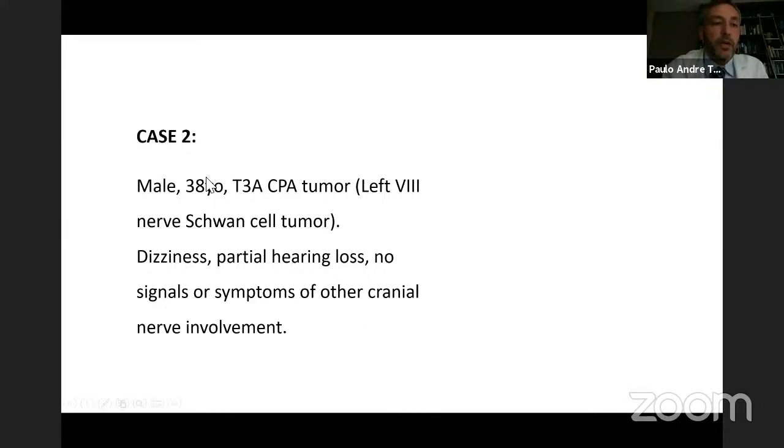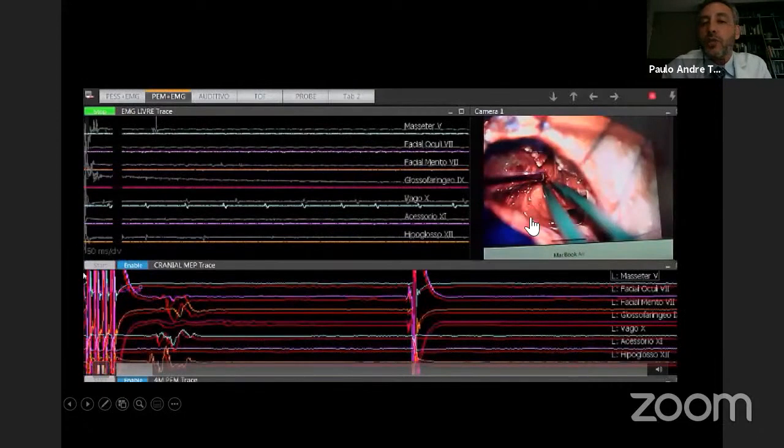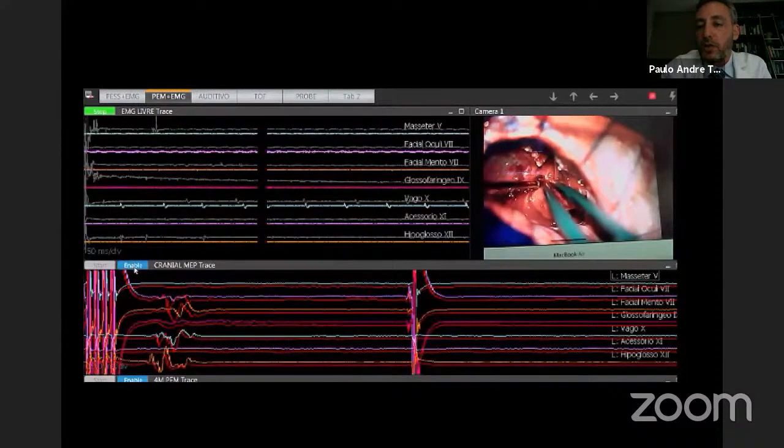The second case is a 38-year-old male with a T3A CPA tumor. It is a big tumor, but it's just in contact with the brainstem. Also a Schwann cell tumor, and the patient complains of dizziness and partial hearing loss, with no signs or symptoms of other cranial nerve involvement. And this video will show you that we can do motor evoked potentials of the facial nerve without disturbing the surgeon if you take care of this. I'll put the sound here.